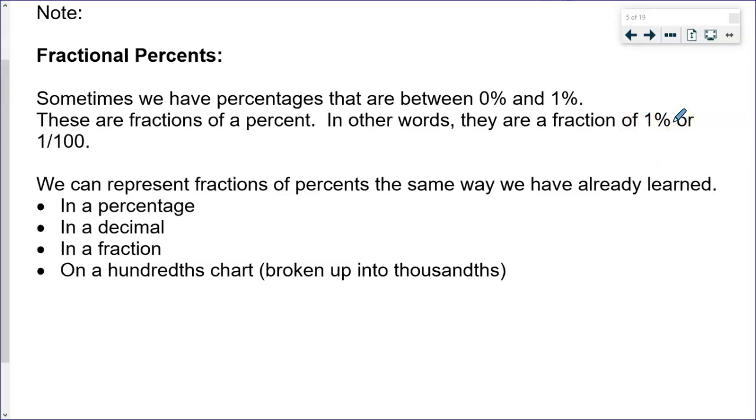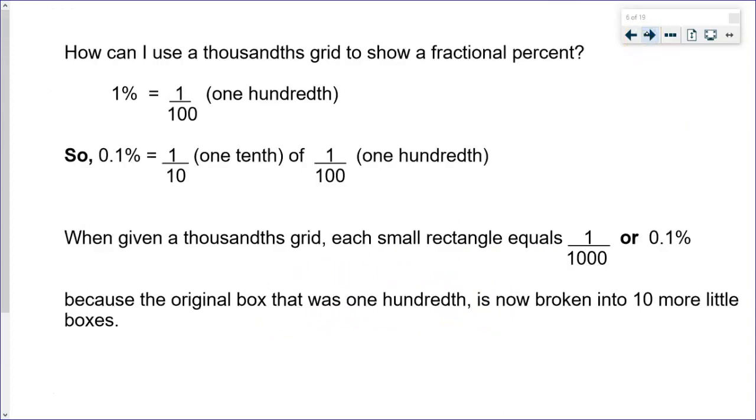And we can represent fractions of percents the same way that we've already learned. We can do it as a percentage, we can do it as a decimal, and we can do it as a fraction. And on the hundreds chart, like I just had, broken up into thousandths now. So here's an example. How do you use the thousandths grid to show a fractional percent? I'll show you a picture of that in a second here. Bear with me here. I know this is all sounding a little scary when we're talking fractions and percents together, but it'll come together. All right, so here we have 1%.